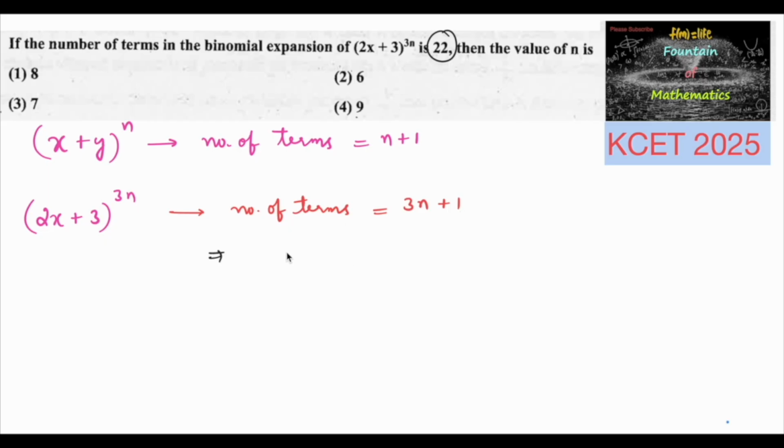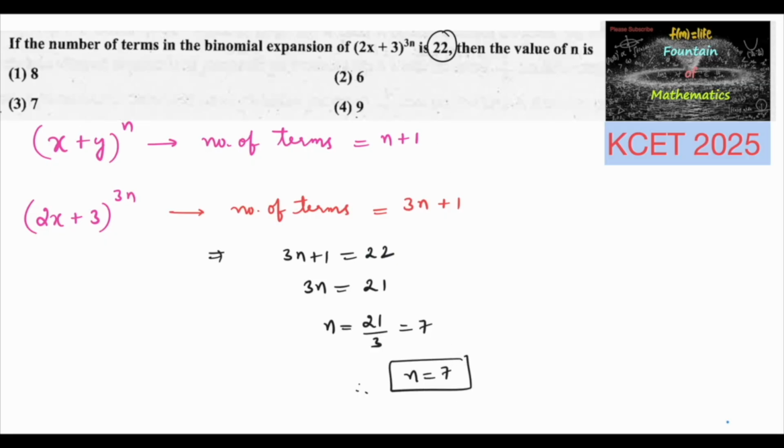So 3n + 1 is equal to 22. So 3n is equal to 21. So n is equal to 21 upon 3, which is equal to 7. Therefore, we can say that the value of n can be taken as 7, which is our option 3.